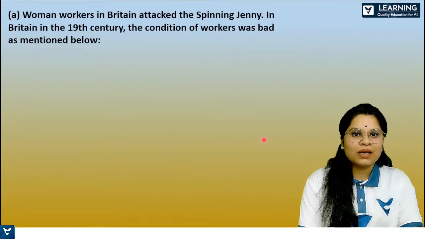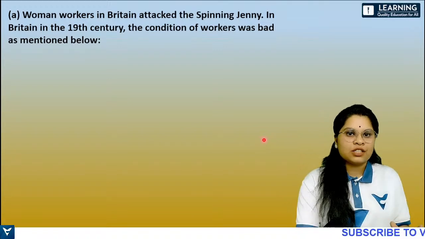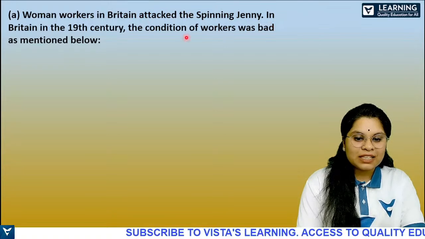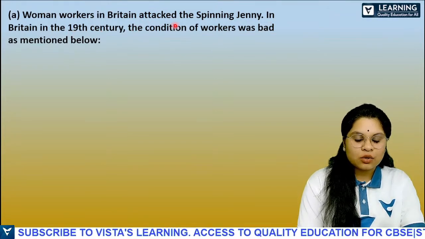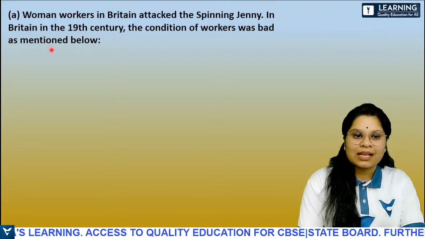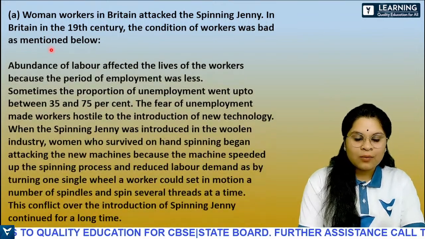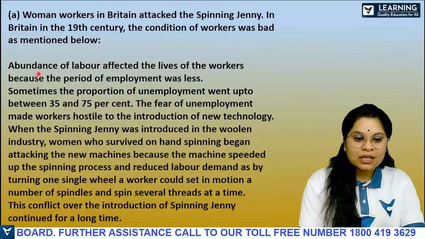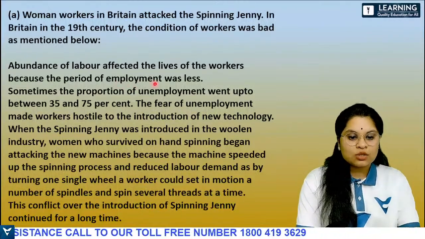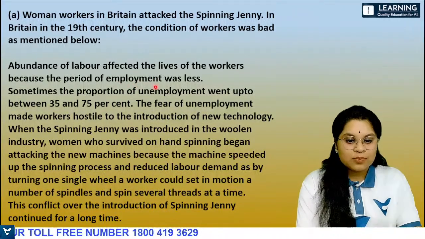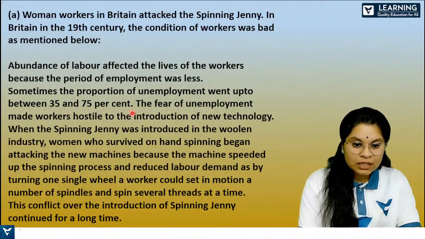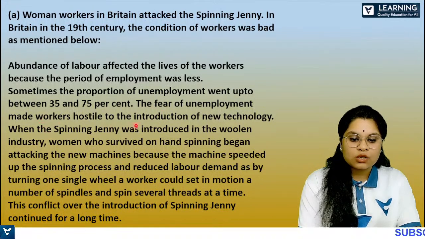So the first one, they've given "Explain" and they've given four to five questions, so you'll have to explain these. Women workers in Britain attacked the spinning jenny. In Britain in the 19th century, the condition of cotton workers was bad, as mentioned below. How? Abundance of labor affected the lives of the workers because the period of employment was less. This is how you will have to write the answer. Sometimes unemployment went up to between 35 to 75%. The fear of unemployment made workers hostile to the introduction of new technology.